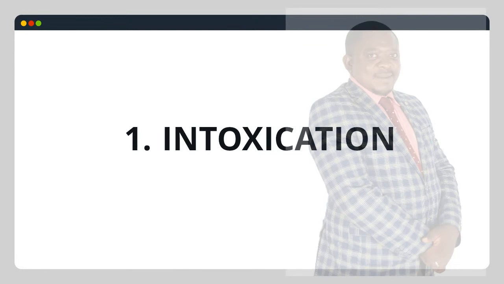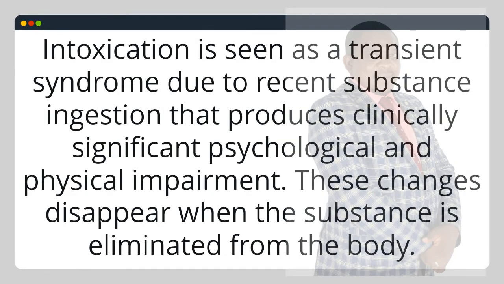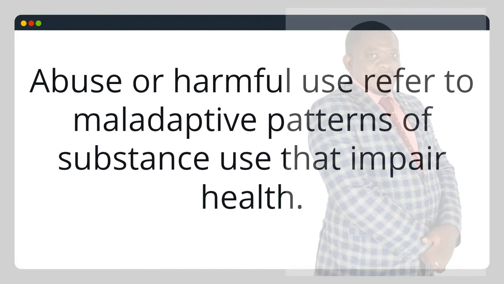1. Intoxication. Intoxication is seen as a transient syndrome due to recent substance ingestion that produces clinically significant psychological and physical impairment. These changes disappear when the substance is eliminated from the body. 2. Abuse. Abuse or harmful use refers to maladaptive patterns of substance use that impair health.